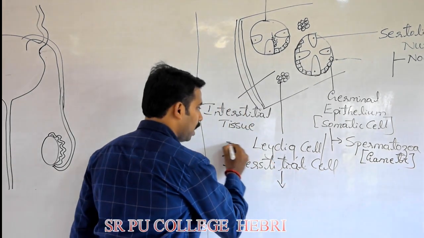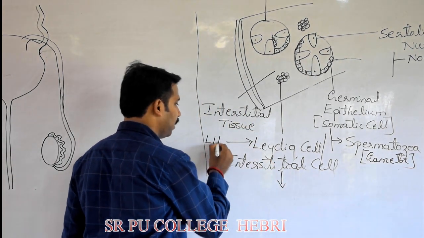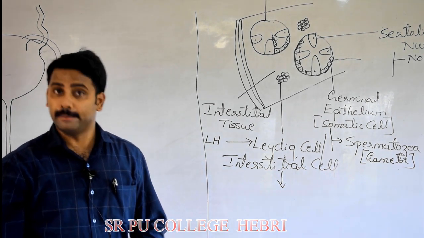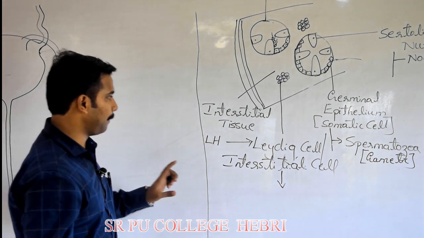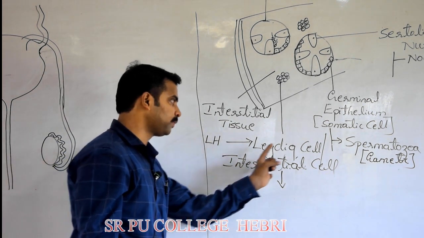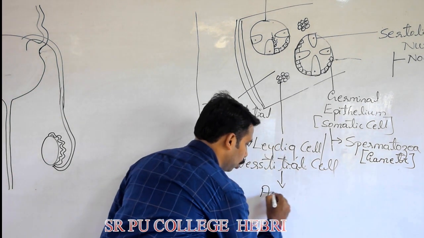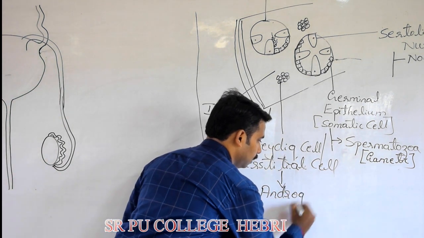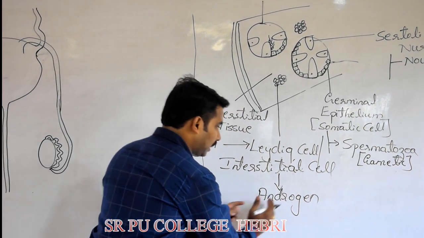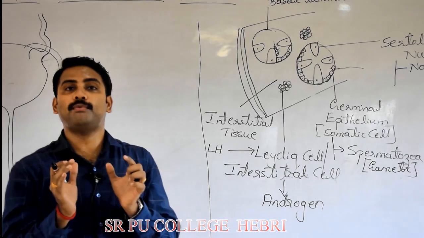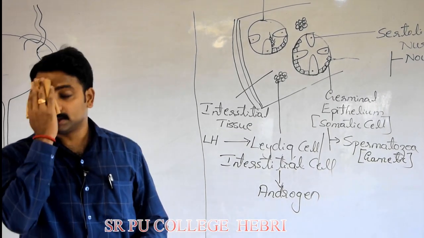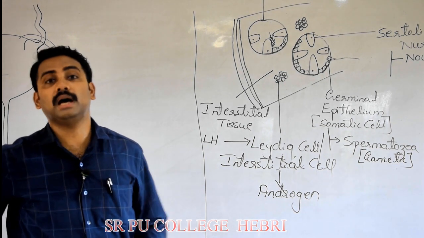What is the job of Leydig cell or the interstitial cell? Under the influence of LH hormone, first PUC endocrinology, chemical coordination chapter, very simple, under the influence of luteinizing hormone, it secretes androgen. Not Anderson, it is androgen. What are androgens? A group of steroidal hormones found in the male.